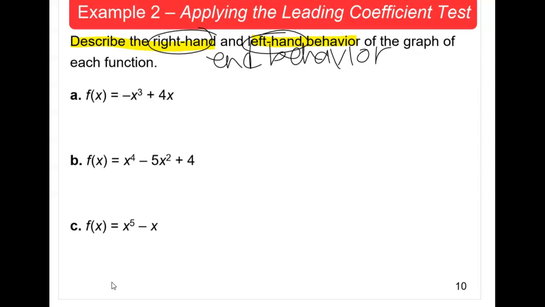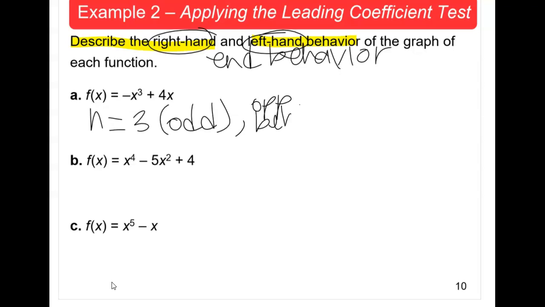Okay, so first polynomial, we see that the degree, which is denoted by the letter n, is a 3. We know obviously that's an odd number. And so we know we're going to have opposite behavior, right? So this one is kind of like a linear function, because a linear function is power degree 1. So it's opposite on each side, right? Now, how is that going to work?